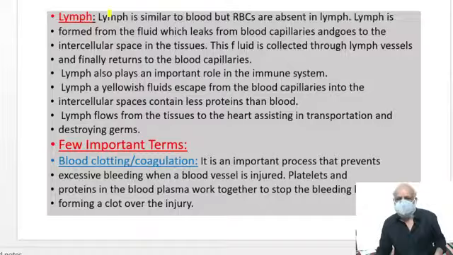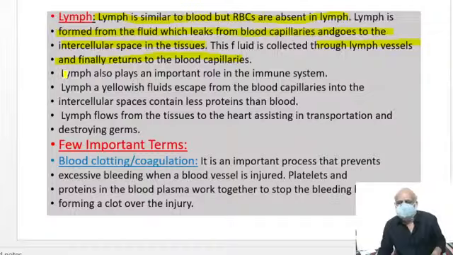Another circulatory system is lymphatic system. Lymph is similar to blood, but RBCs are absent in lymph. Therefore, it is pale in color. It is formed from the fluid which leaks from blood capillaries and goes to the intercellular spaces in the tissue. This fluid is collected through lymph vessels similar to blood vessels and returns to the blood capillary.